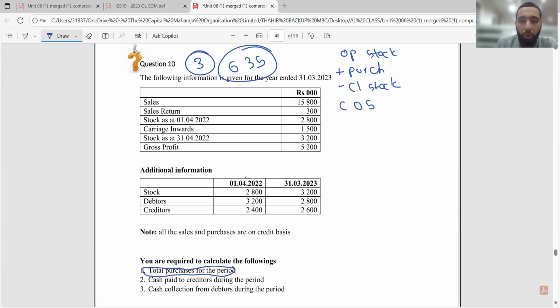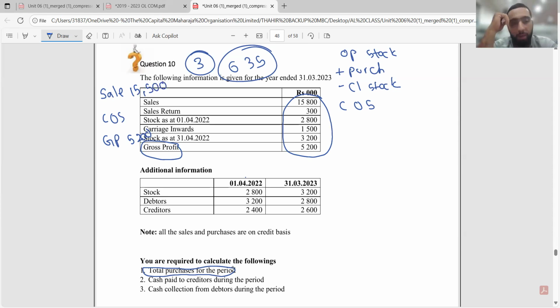Okay. So do you all have the cost of sales? No, you all don't have the cost of sales. So how to find the cost of sales? How to find the gross profit? Sales means net sales. Net sales minus cost of sales is gross profit, right? So how much is your gross profit? 5,200. How much is your net sale? 15,500 is your net sale, right? So how much is your cost of sales?